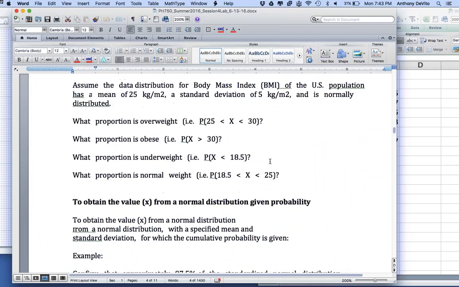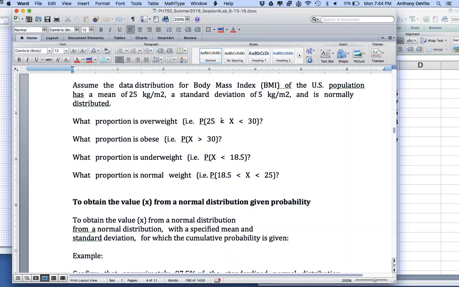Okay, body mass index, here's another example. What proportion is overweight? The U.S. population has a mean of 25 kilograms per meter squared. What is that? Something's wrong there, right? Is that the units for BMI? Could be, that could be the actual units for BMI, right? Okay, it has a mean BMI of 25 and a standard deviation of 5, and is normally distributed.